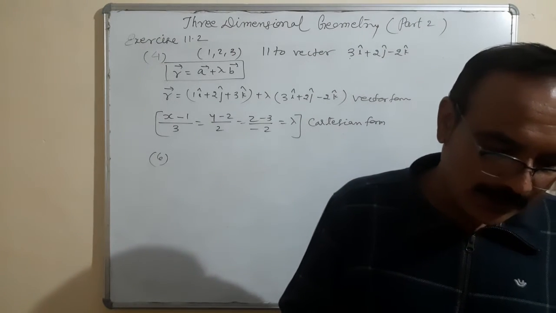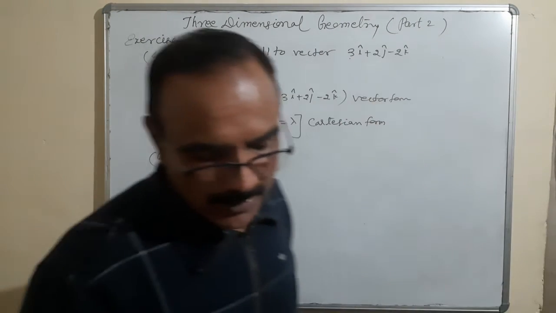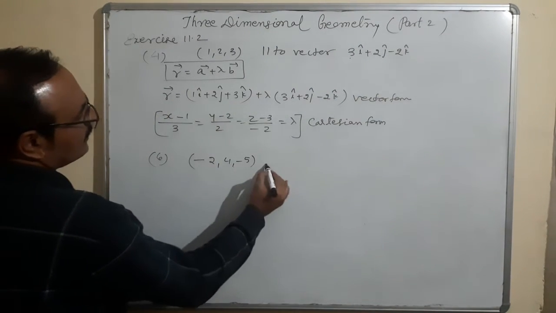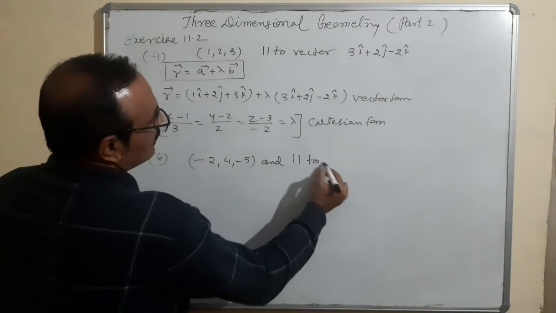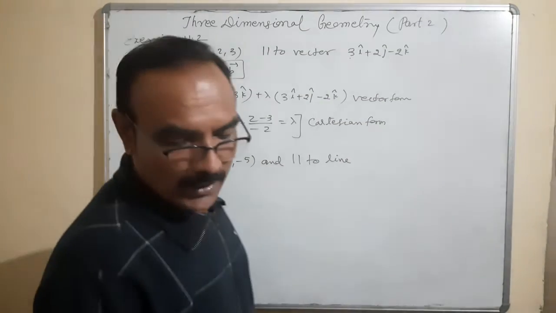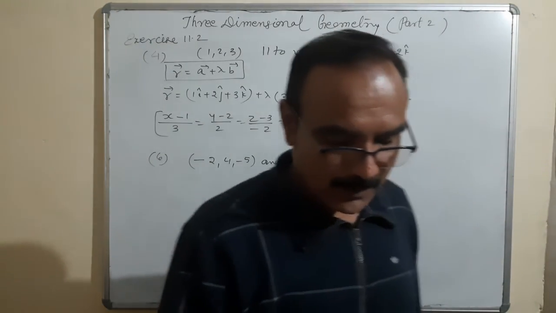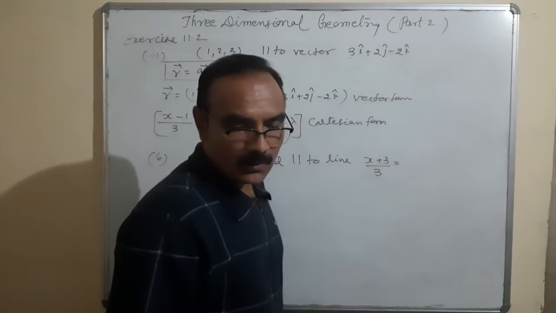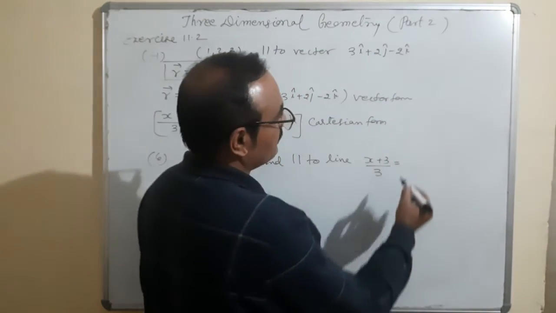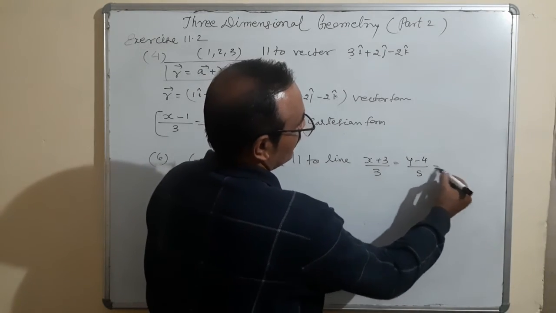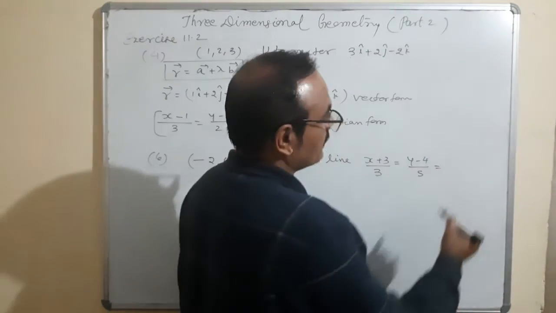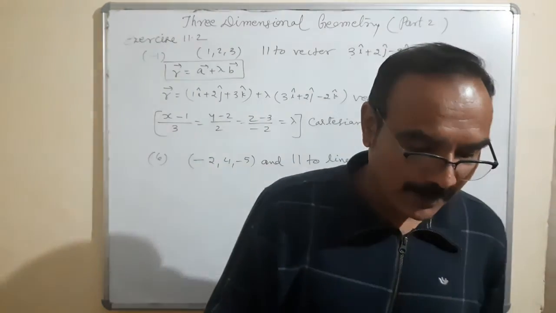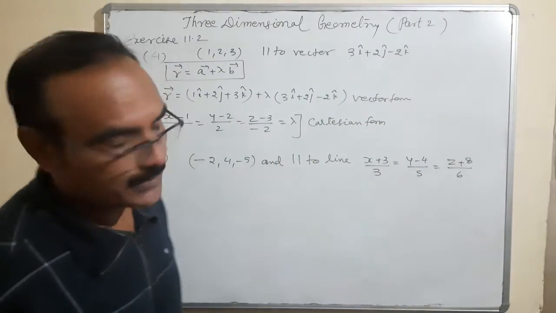Sixth, find the Cartesian equation of the line which passes through the point minus 2, 4 and minus 5, and parallel to the line x plus 3 upon 3 is equal to y minus 4 upon 5 is equal to z plus 8 upon 6. And parallel to the given line. Now we are going to find the Cartesian equation of the line.